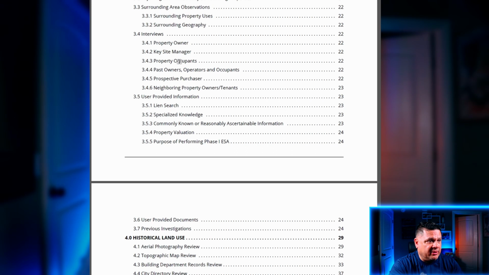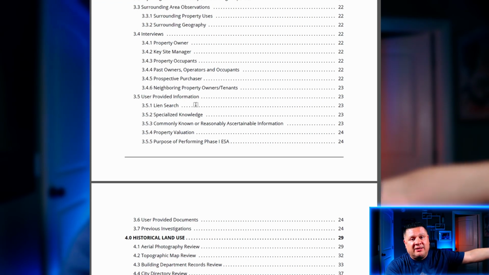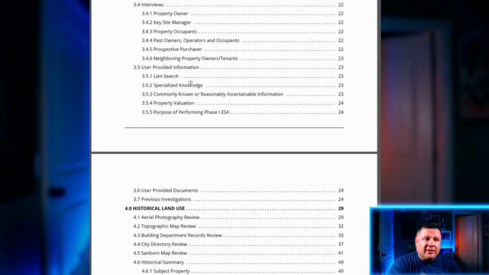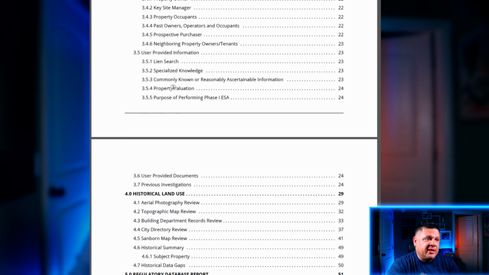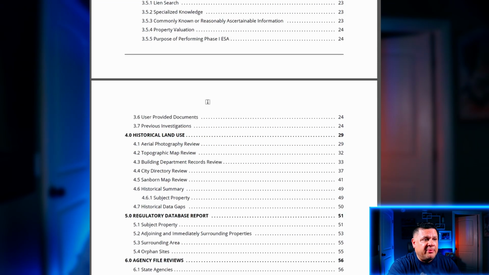Interviews, right? Property owner, the manager, the occupants, the potential buyer, neighboring properties: what do you know? What have you seen here? Oh, there used to be a gas station here. If you didn't know that because it's a parking lot right now, doing those interviews is where you'll find out. Looking at liens, looking at the property valuation. Maybe you have old appraisals, those always help to understand more about the property.